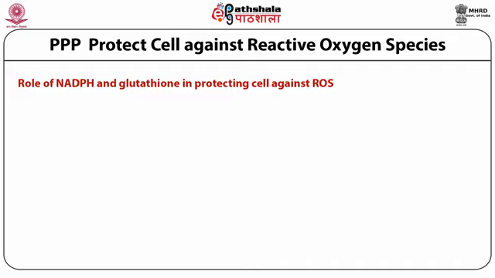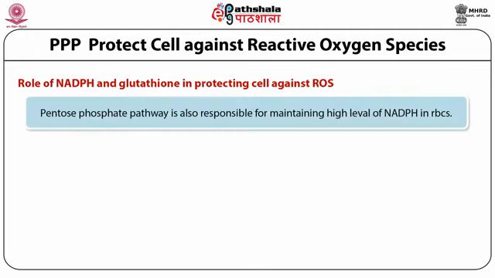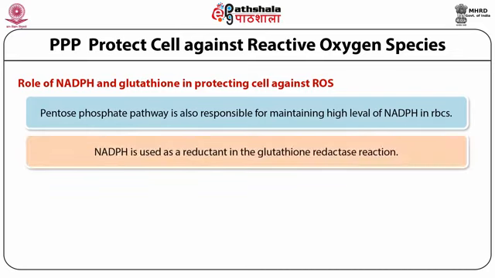RBCs lack mitochondria and thus lack the enzymes of the citric acid cycle. Therefore, glucose is metabolized exclusively by glycolysis, about 90%, and the pentose phosphate pathway, about 10%. The pentose phosphate pathway is also responsible for maintaining a high level of NADPH in red blood cells, which is used as a reductant in the glutathione reductase reaction.